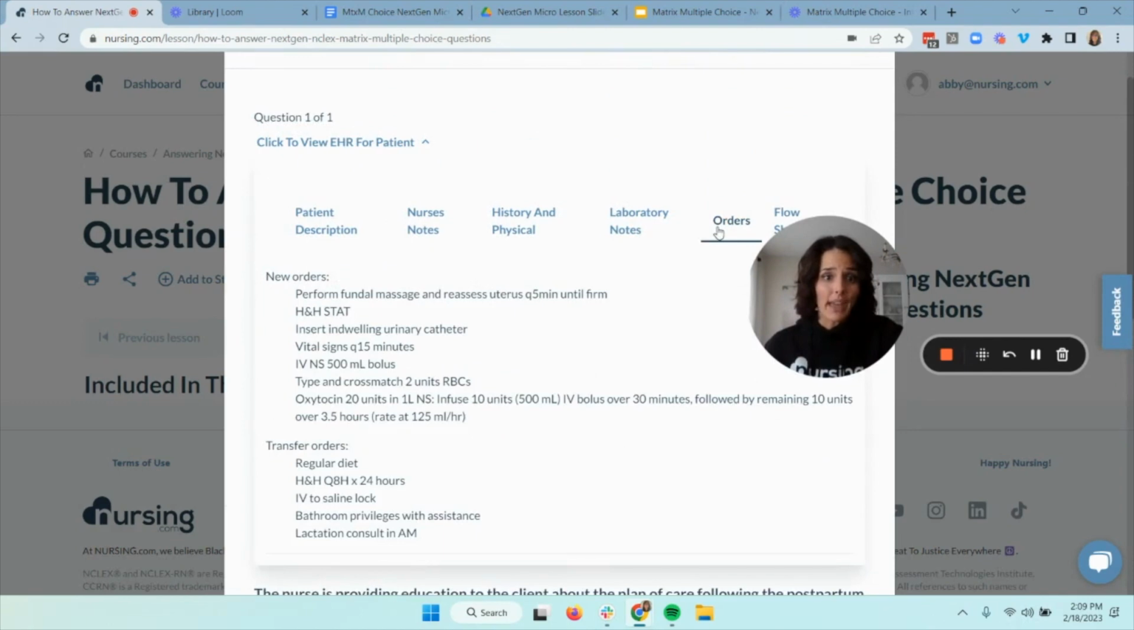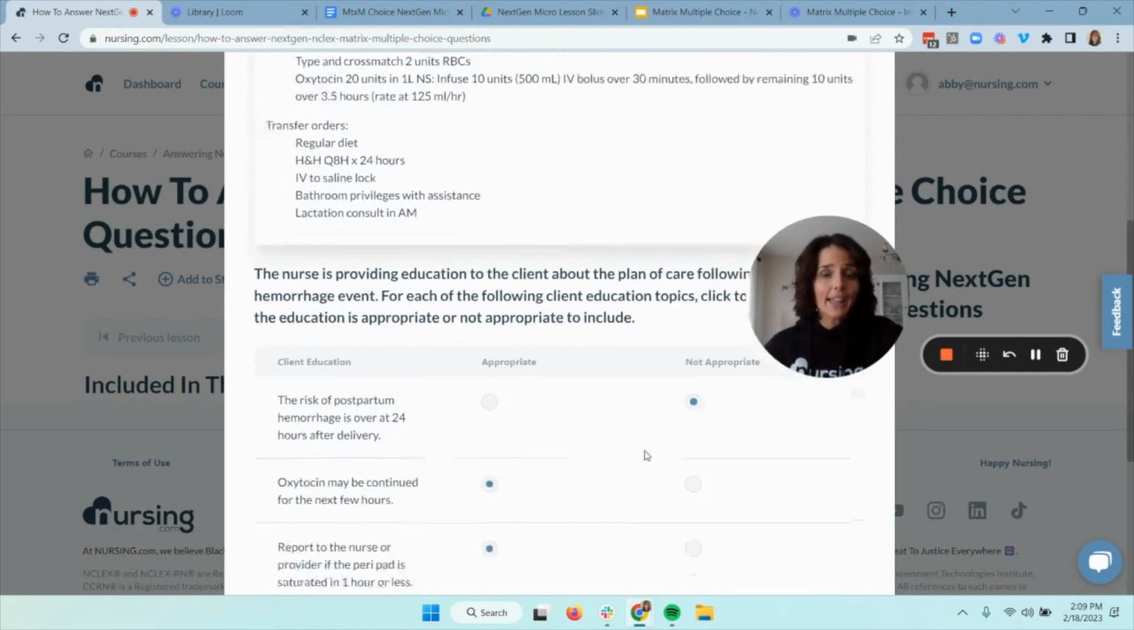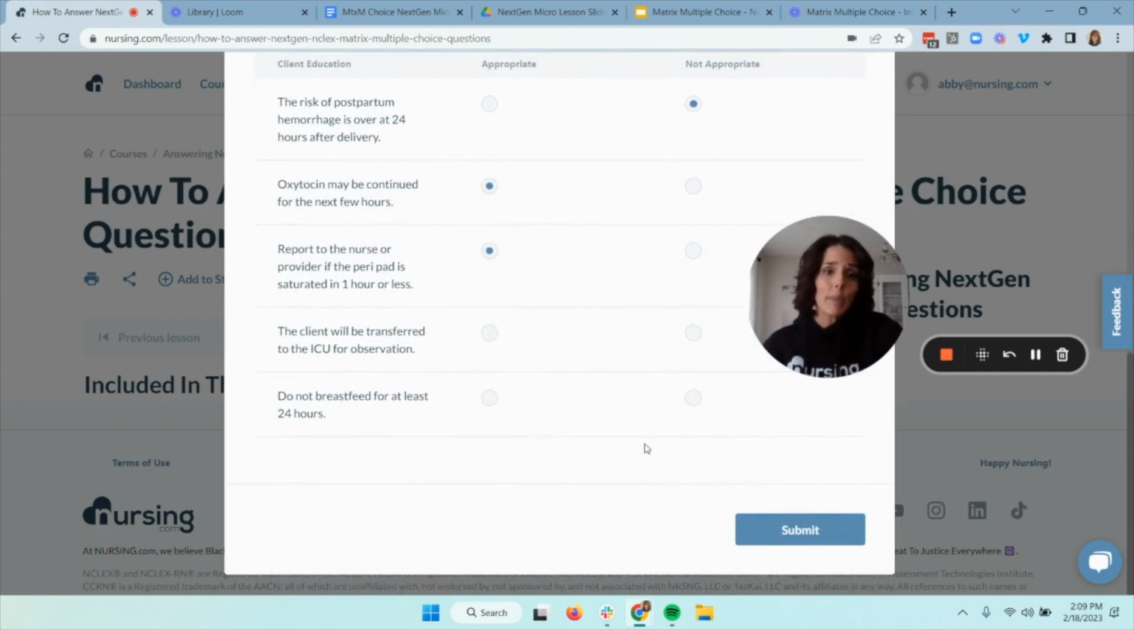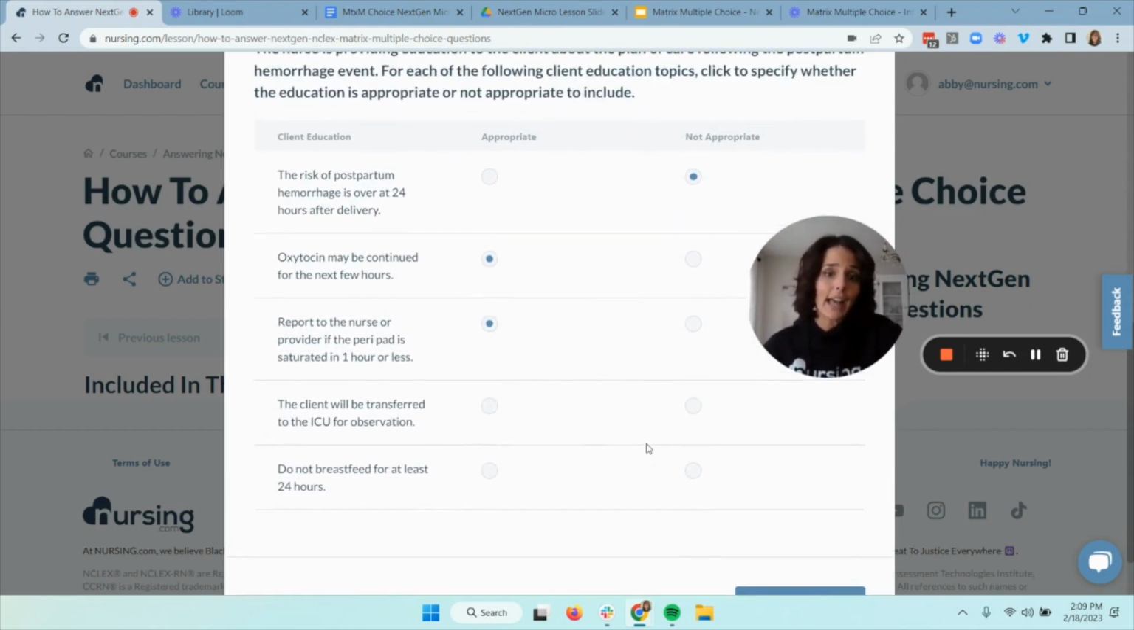Well, we don't know that yet. We don't even have an order for this patient to be transferred, and the vital signs tell us that this patient is stable, so she doesn't need a higher level of care at this point. She can stay on the postpartum unit. So this is inappropriate education. We don't know if they will be transferred.